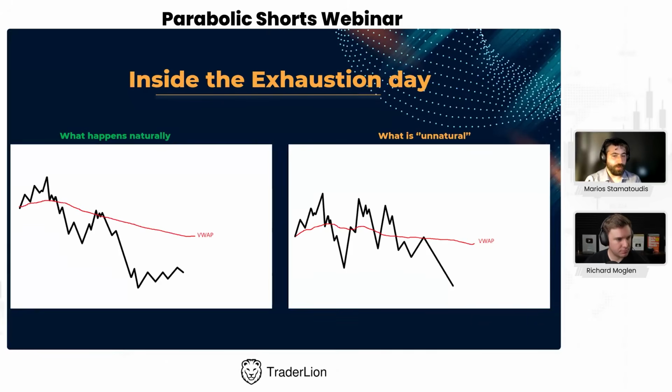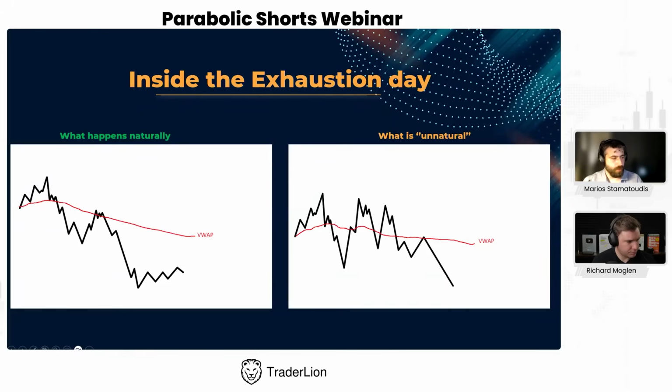What happens usually in the exhaustion days, what you will see, not this, this is what happens usually: the stock either moves up when the day starts and then loses strength, loses VWAP, goes below VWAP, and shows weakness. It can have one or two touches with VWAP without showing big strength after that, and then stay below VWAP through the entirety of the day.